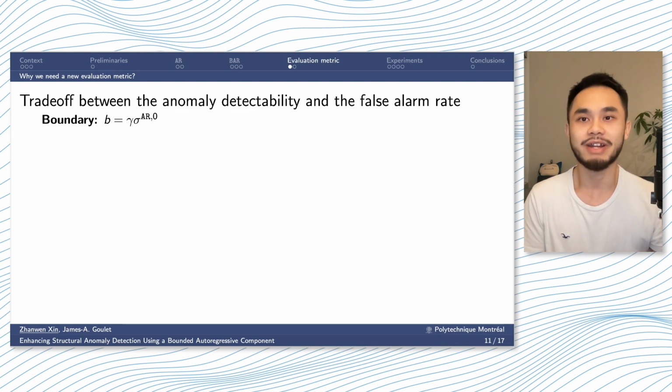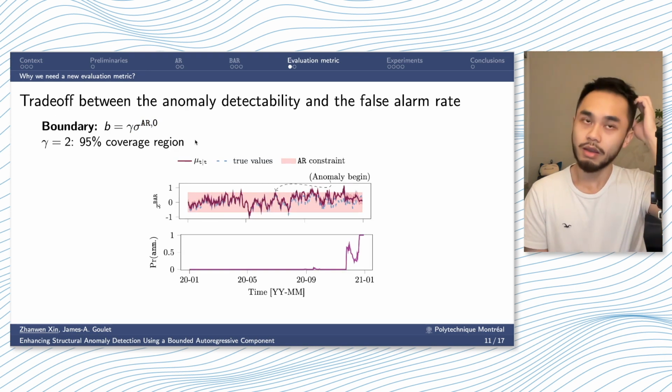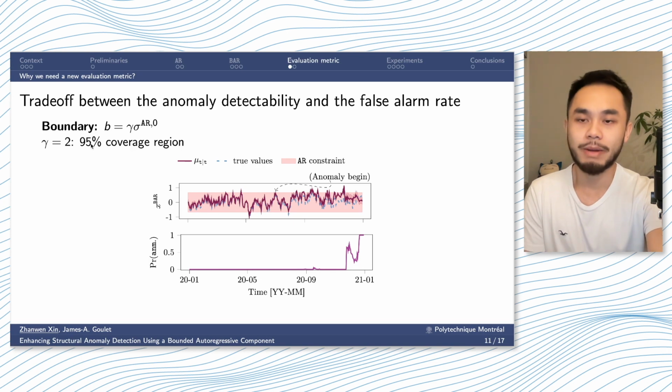So why do we need a new evaluation metric in this study? A small recap is the trade-off between the anomaly detectability and the false alarm rate. We don't want a method that is super sensitive, that provides a false alarm every day, and we don't want it to be insensitive. And in the case of BAR, the sensitivity of a model is controlled by the boundary, and the boundary is computed by multiplying gamma with the sigma AR0. When gamma equals 2, it represents a 95% coverage region that is indicated by the pink color here.